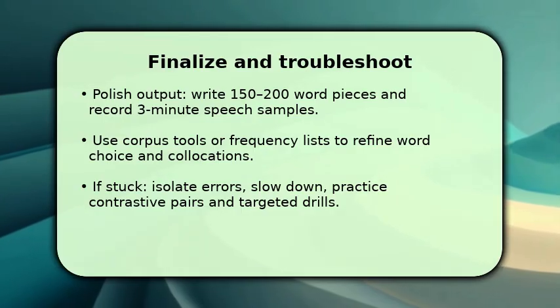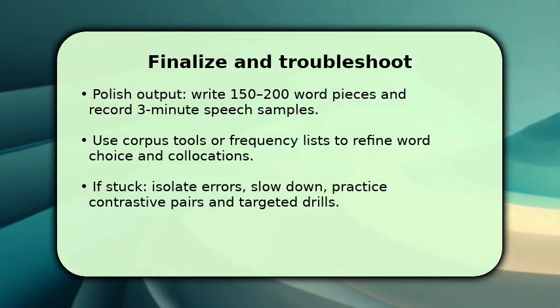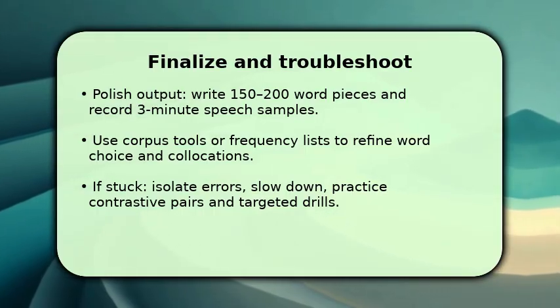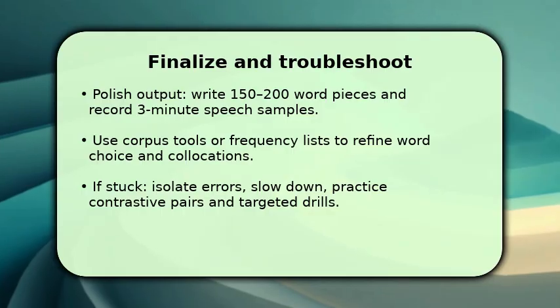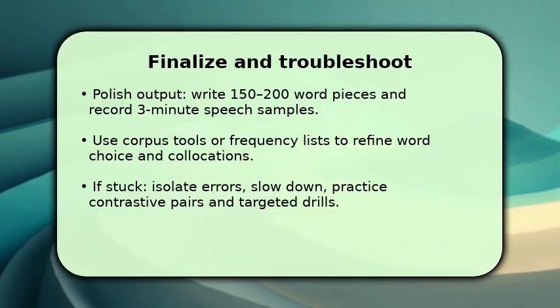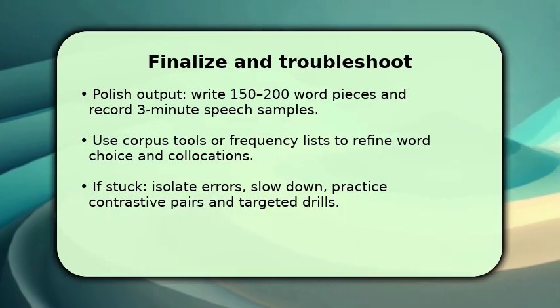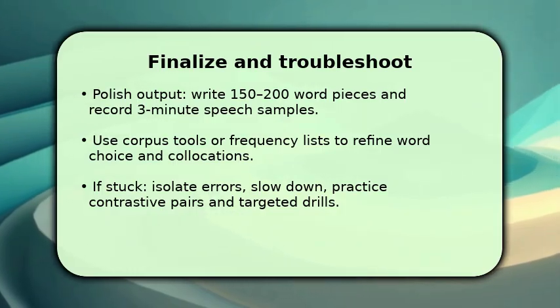Write short 150-200 word texts and record 3-minute spoken pieces to measure fluency and accuracy. Review mistakes using frequency lists or corpus examples to refine collocations and natural phrasing. Once done, practice weak areas with targeted drills and contrastive pairs to reduce interference.